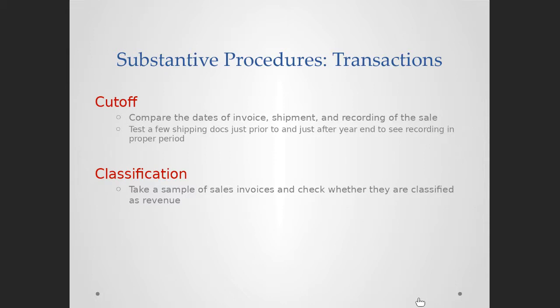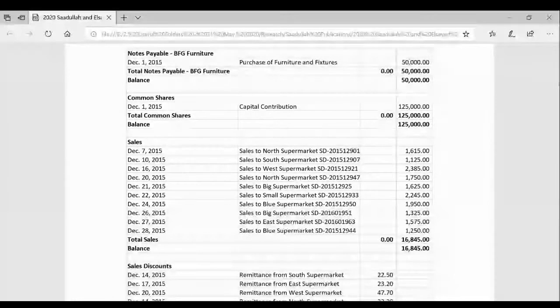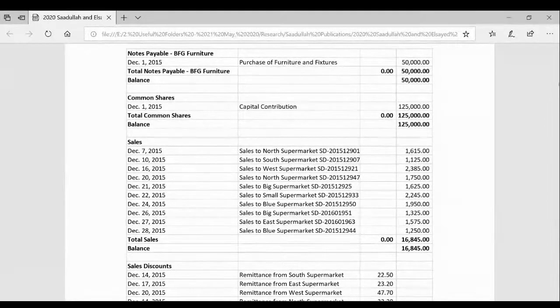Here is the general ledger. As you see, sales. So we have sales recorded here. All the transactions are recorded here to the sales account and nothing else, right? All sales are recorded in the sales account. And for example, we have a credit to sales, North Supermarket, $1,615.